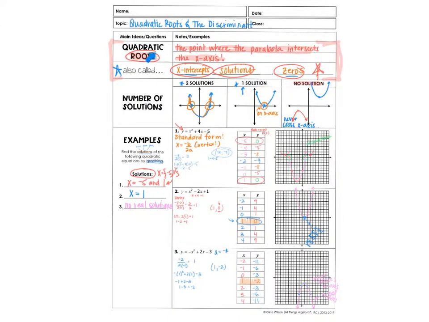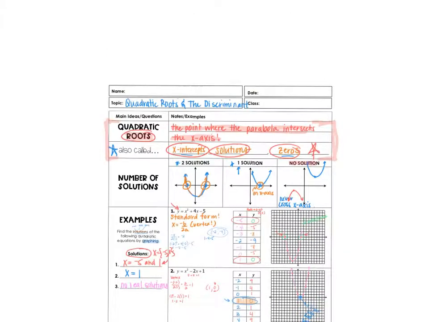So big information here about the number of solutions, big information here about the terminology, what solutions are, and that they can be called roots, solutions, zeros, but ultimately they are x-intercepts. How you can find them by graphing, just by pointing them out. And then how you say your answer for those solutions. So that is the conclusion about quadratic roots.